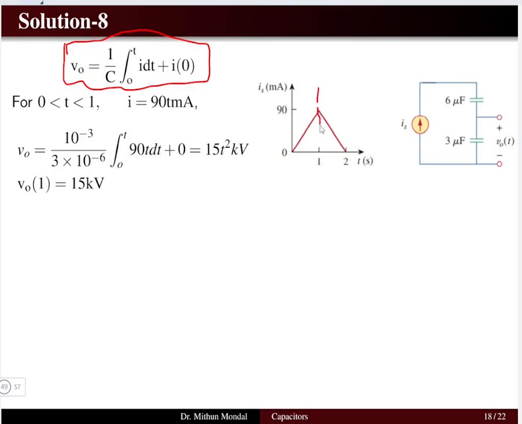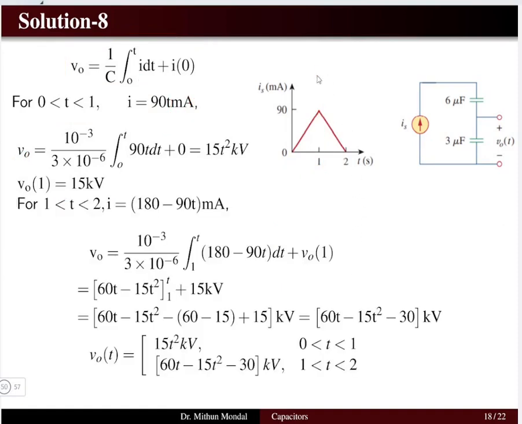So from 0 to 1, if we split it, we know that current is equal to 90 into t. This is the equation. Now that current we will substitute here and integrate to get the voltage. So at 1 second, we will be getting the voltage as 15 kilovolt.